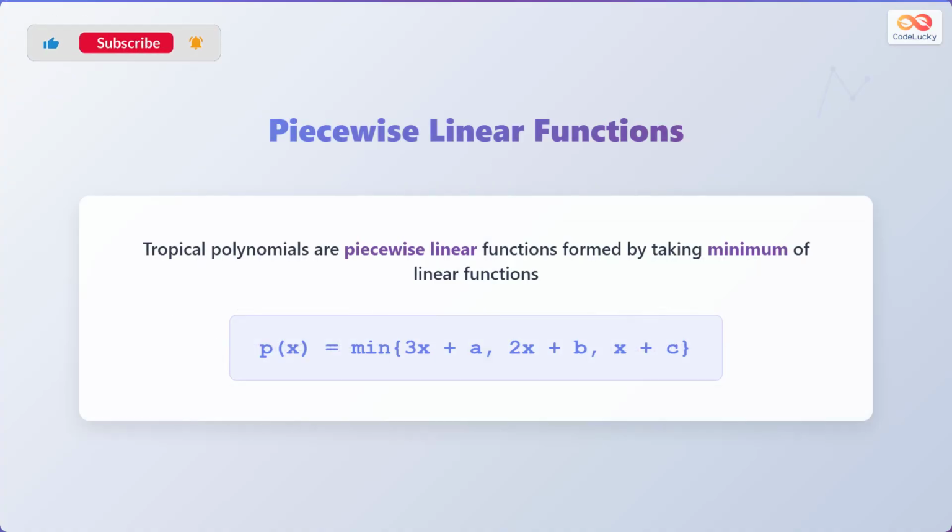Tropical polynomials are piecewise linear functions. These are formed by taking the minimum of linear functions. Consider a function p of x. P of x equals the minimum of the following set of linear functions: 3 times x plus a, 2 times x plus b, and x plus c. Here a, b, and c are constants. The graph of this function will consist of different line segments, each corresponding to one of the linear functions, with the function value at any point being the minimum of the values of the individual linear functions at that point.